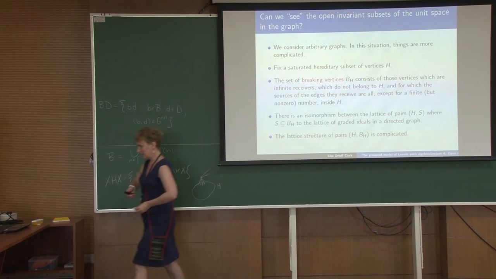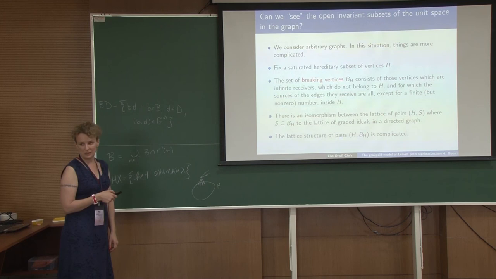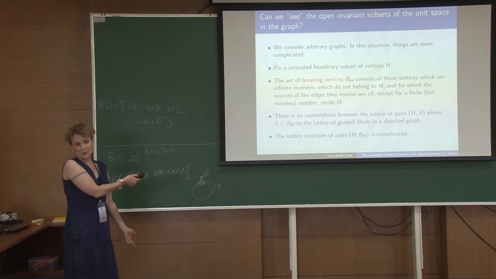So the isomorphism is between the lattice of pairs (H, S), where H is a saturated hereditary subset and S is a subset of these breaking vertices, onto the lattice of graded ideals of the directed graph, where if you're satisfying condition K, then all ideals. But in particular, we saw this a little yesterday too, the lattice structure in here is somewhat complicated, even what the partial order relation looks like. I don't remember what it is, maybe I wrote it down. So it's a bit messy.